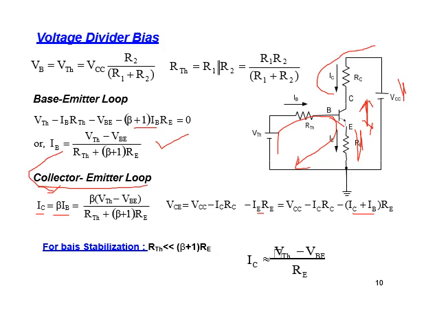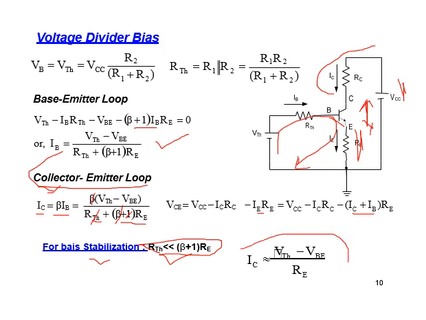Now in order to provide the stability to the circuit, this condition must be satisfied. That is, the Thevenin equivalent resistance must be much less than beta plus 1 times RE. If this happens, then this RTH can be neglected with respect to this beta plus 1 times RE. So in the denominator again, since beta is much greater than 1, this 1 can be neglected with respect to this beta, and finally this beta becomes cancelled out with the beta in the numerator, so that the expression of IC becomes equal to VTH minus VB upon RE.